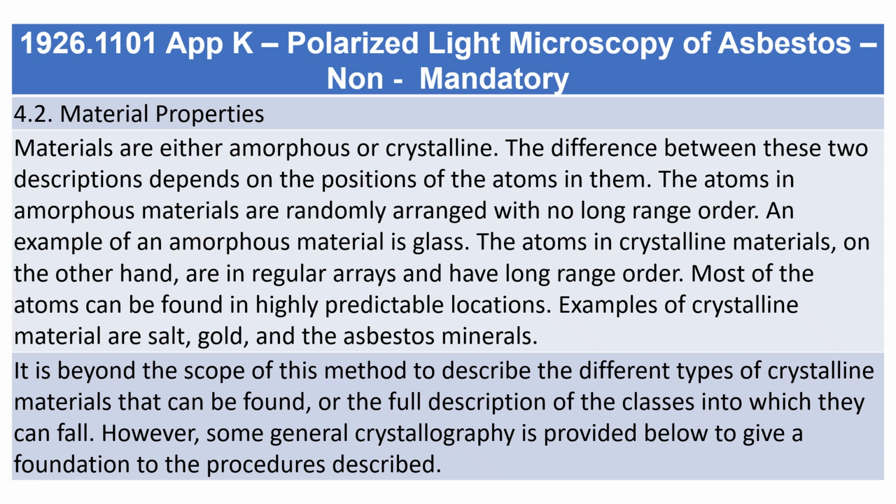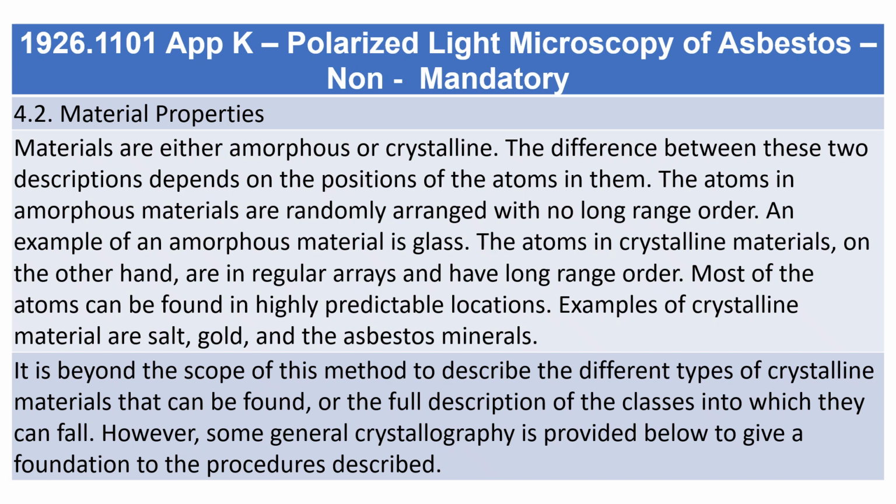4.2. Material properties. Materials are either amorphous or crystalline. The difference between these two descriptions depends on the positions of the atoms in them. The atoms in amorphous materials are randomly arranged with no long-range order. An example of an amorphous material is glass. The atoms in crystalline materials, on the other hand, are in regular arrays and have long-range order. Most of the atoms can be found in highly predictable locations. Examples of crystalline material are salt, gold, and the asbestos minerals.